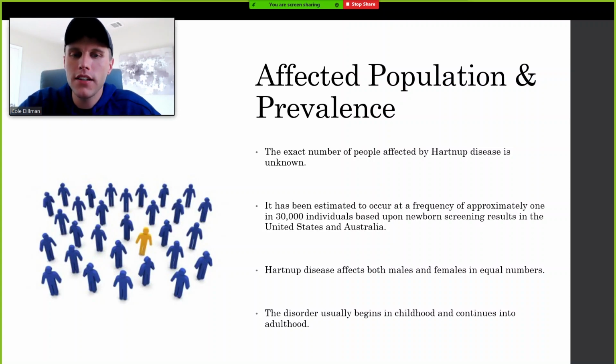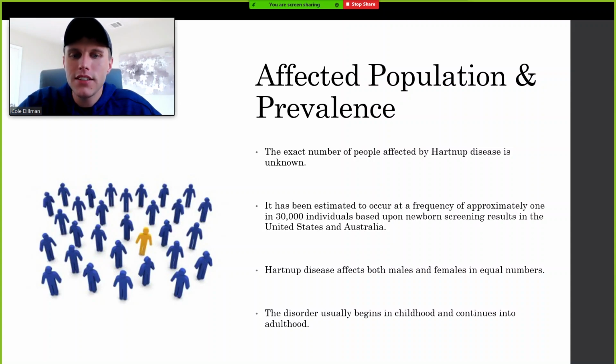Now, the affected population and the prevalence. There's not an exact number of people affected by Hartnup disease worldwide. It is very rare. Right now, it's estimated to be approximately 1 in 30,000. There were other studies that suspect that it's closer to 1 in 15,000 because they believe that it's highly over or underdiagnosed in the United States and other countries since we do have such a high intake of protein, which you'll later find out why that is.